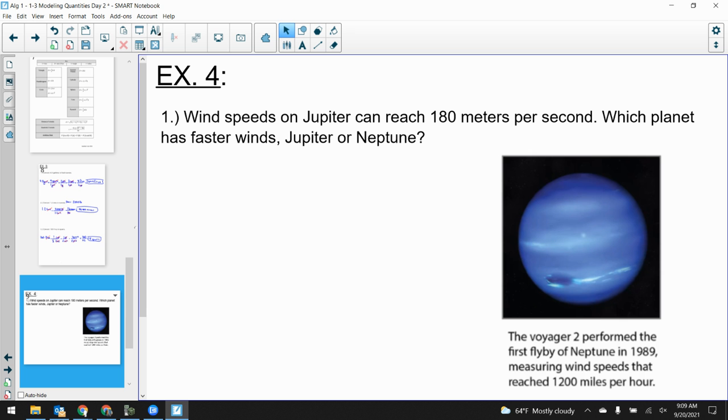That's in miles per hour. That's 1,200 miles per hour. You're blown away with that. All right, so let's convert now.